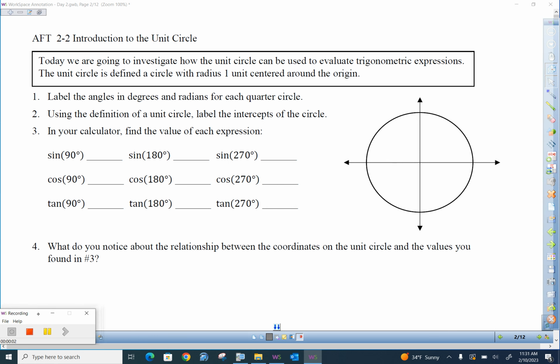All right, folks, today we're going to be working with that circle that we started talking about last time, and we're specifically going to reference what's called the unit circle. The paper in front of you has the information and definition of that.